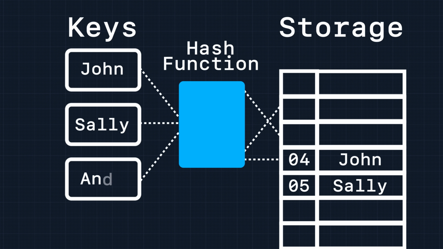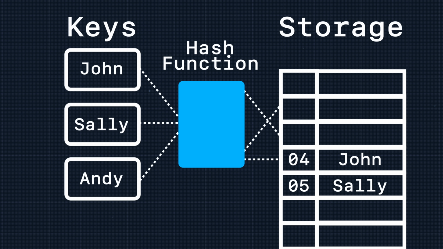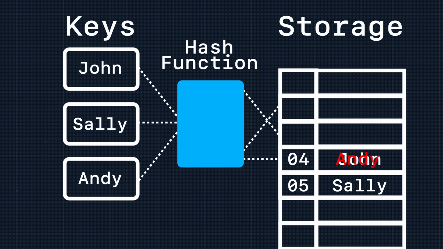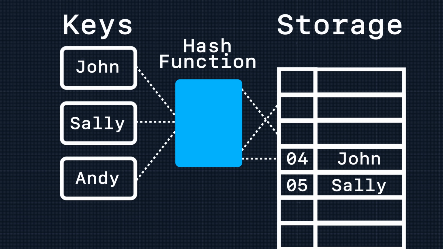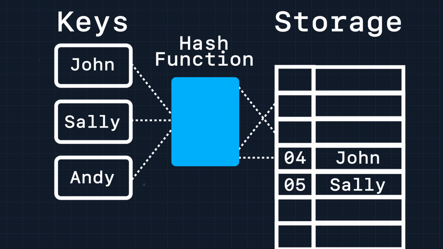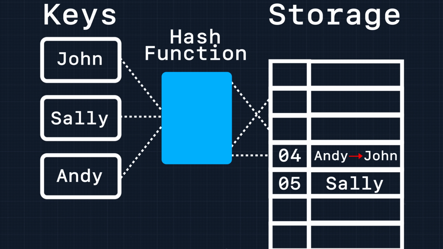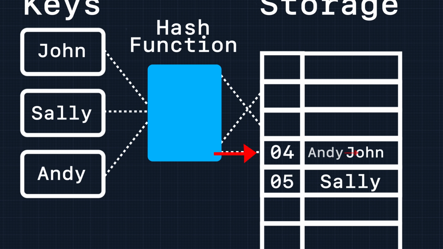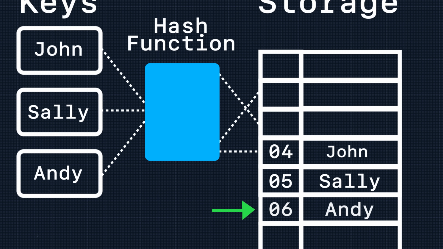However, if too many items hash to the same mailbox, which we call a hash collision, for example, if a new employee, Andy, joins, well, his name's also 4 letters. We can't just put him in position number 4 because that's where John is. So we need to have a hash collision resolution, which could be a linked list chaining from the hash map position, or it could be linear probing where you find the next available position.